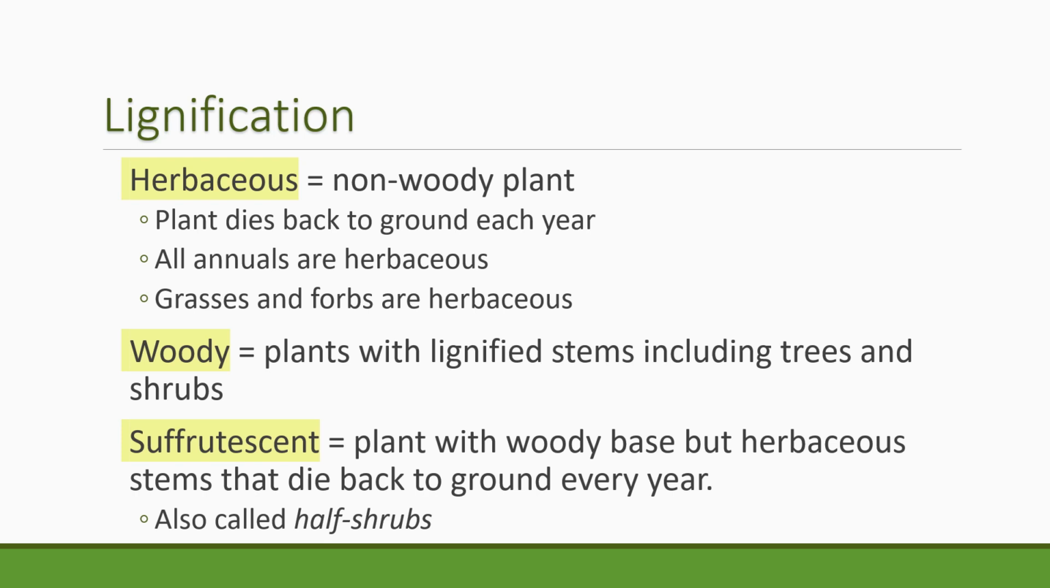Woody plants then are those that have lignified stems. So those would include trees and shrubs. And there's another unusual term: a plant can be called suffrutescent if it dies back to the base, but it has a woody base. There's some interesting plants like winterfat, which has herbaceous material above, but every year it dies back to the base, and that base can be quite woody. So it's somewhere between a woody plant and a herbaceous plant, and it's called suffrutescent.